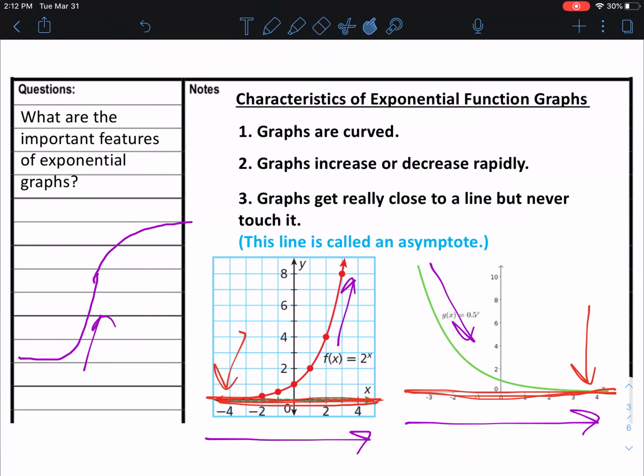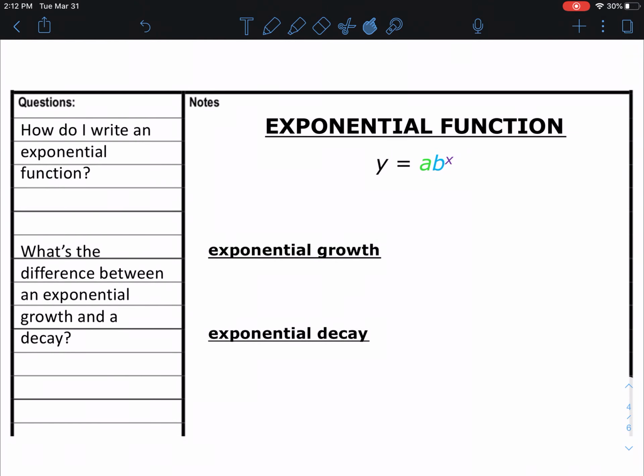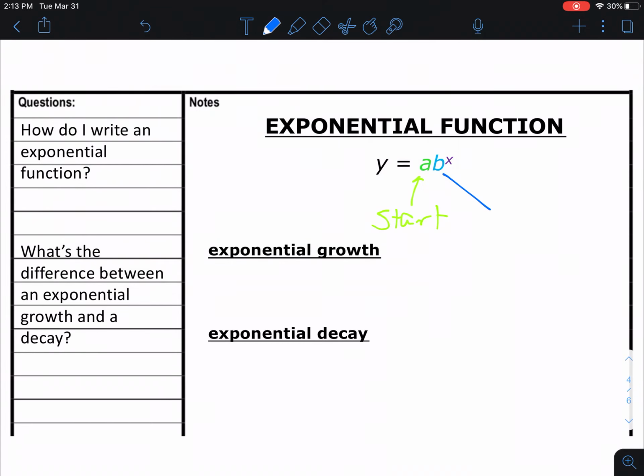All right? Okay. So we already mentioned this in the previous video. An exponential function looks like this when you are writing it out. This first thing here is your starting amount. And then the second one, that's your multiplier. So when you see exponential functions, you should see one of those. Sometimes you won't see an A because the A is 1.